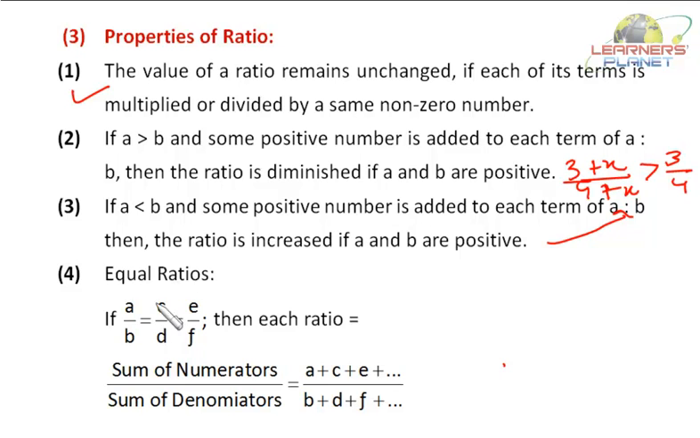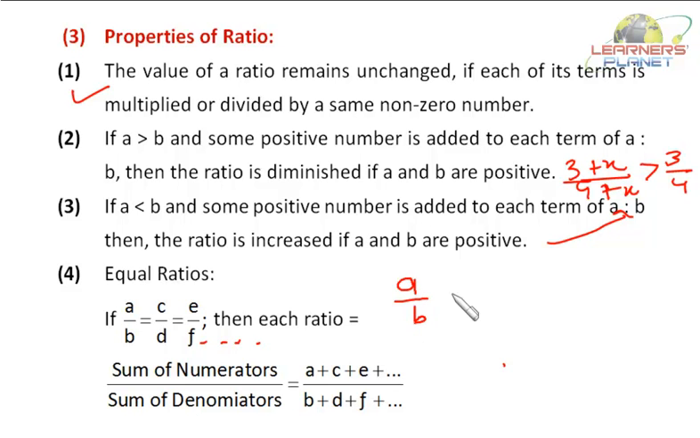Now let's see equal ratios. If A by B is equal to C by D is equal to E by F and so on, maybe other ratios are also there, then each ratio is equal to the sum of numerators by the sum of denominators. Even it can be the difference of numerators by the difference of denominators.